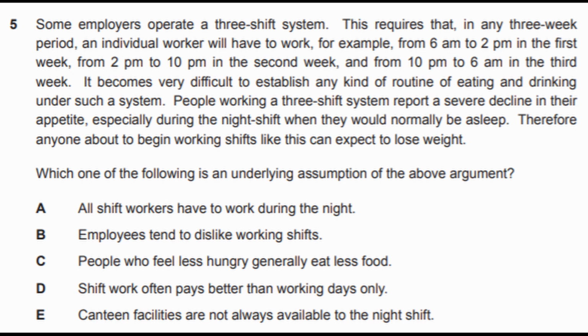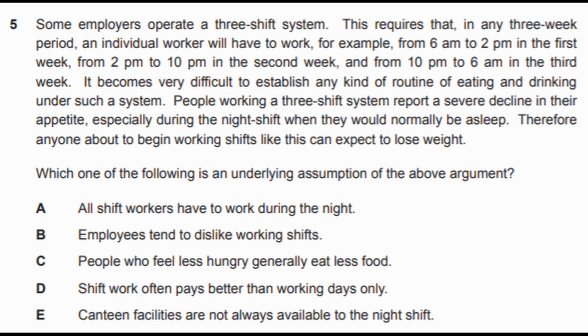On to D. Again, as with B, this is irrelevant. We don't care why these workers chose to work shifts. The fact is that they do. An underlying assumption is basically a missing premise. So we've been told in our first premise of this paragraph that, quote, some employers operate a 3-shift system. So that's the very first premise of our argument.